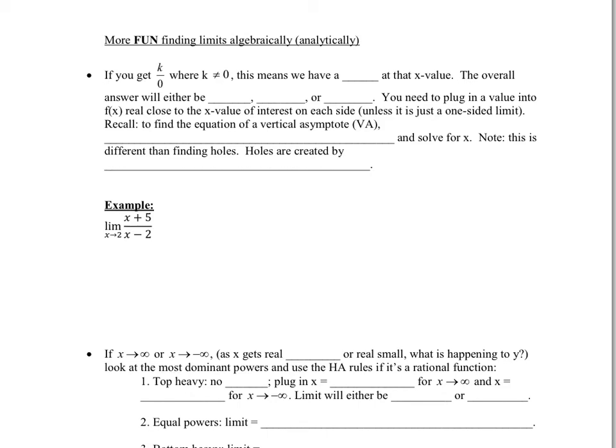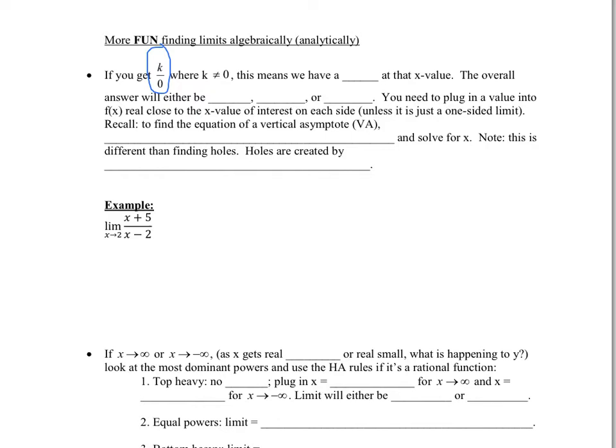Okay, last time we looked at some examples where we got 0 over 0 as a result of doing our direct substitution. As we're going to see now, that's not always going to be the case. We're not always going to get 0 over 0. Sometimes we get some real number over 0, or what I'm calling here k over 0, where k is not equal to 0. So something like maybe 7 over 0.